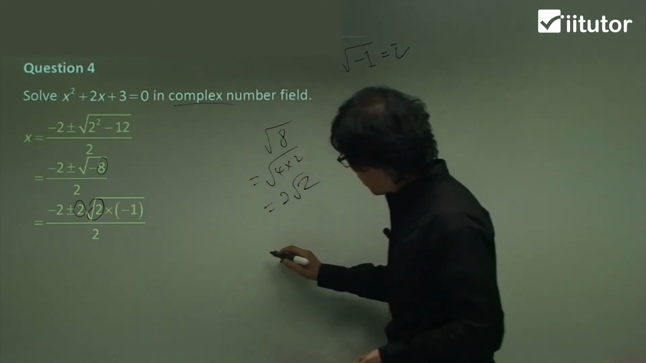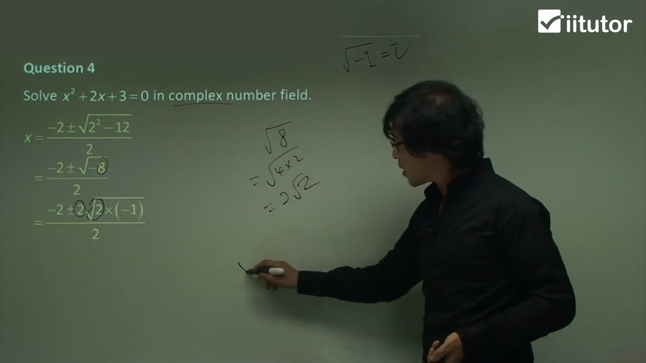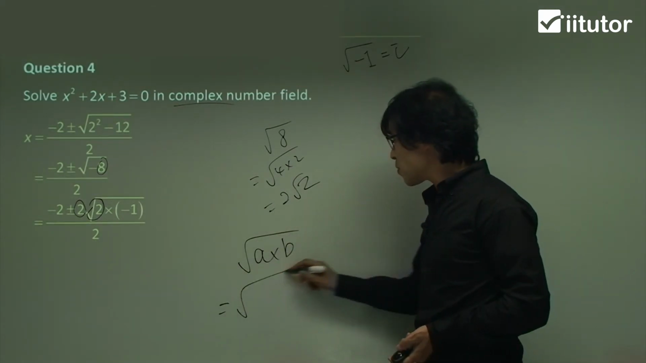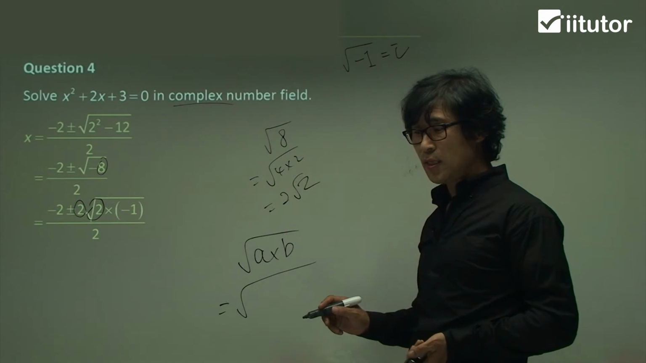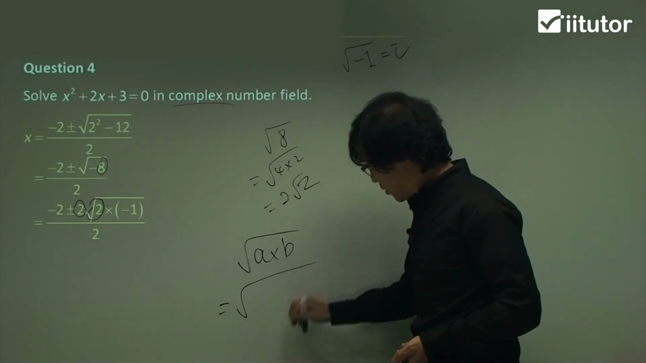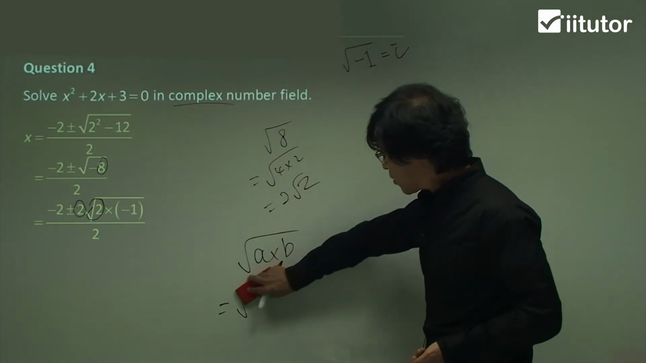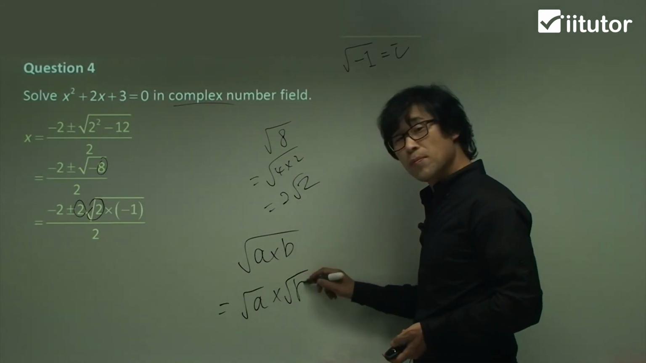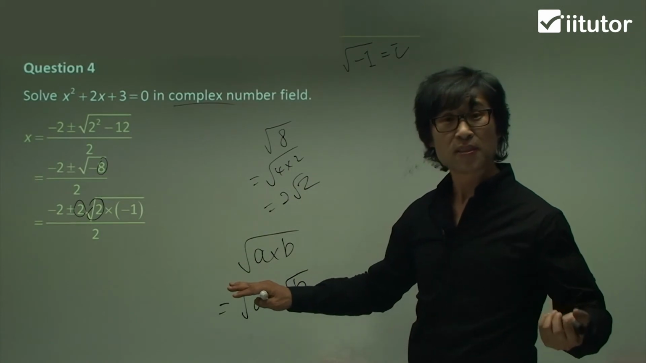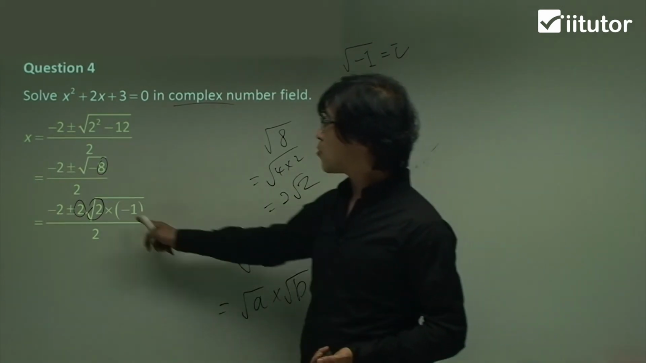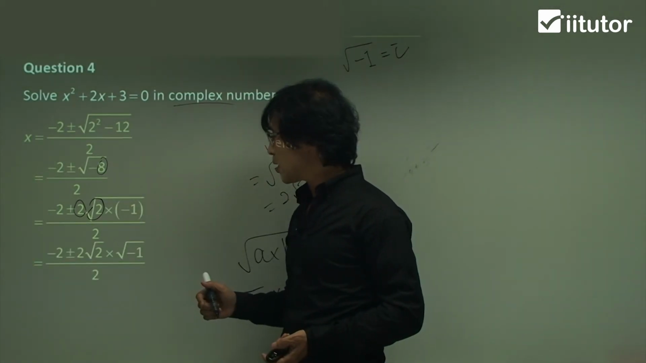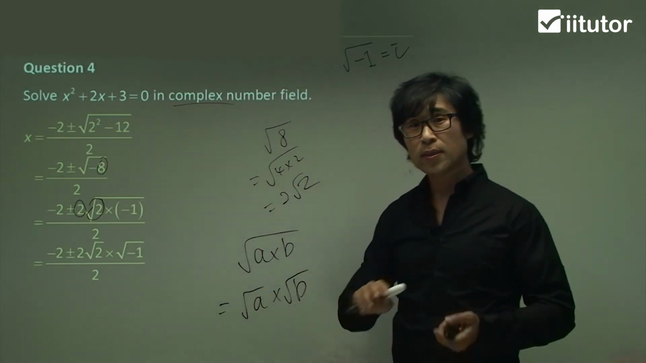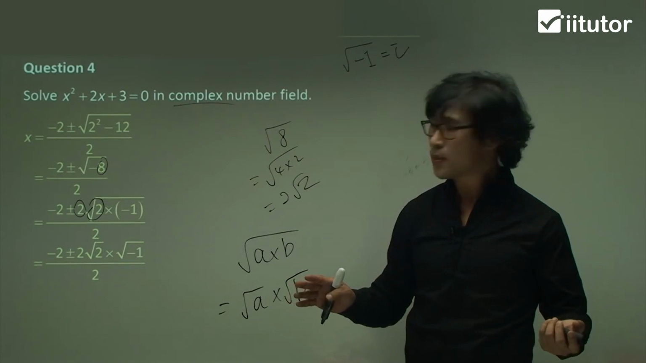So when you do this, okay guys, square root of a times b is a formula you probably learned in year 9 or year 10, which is square root of a times b equals square root of a times square root of b. You can separate them. Can you remember? So we can do the same thing here, like this. So square root of 2 and negative 1 are being separated. Can you see this?